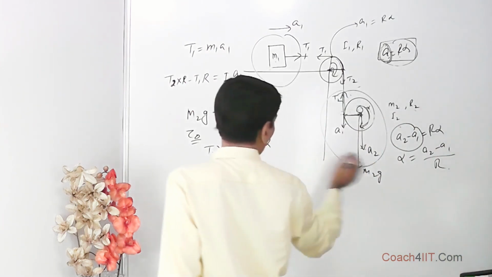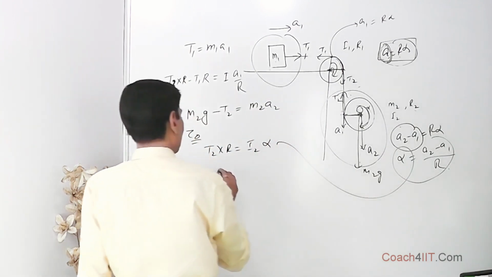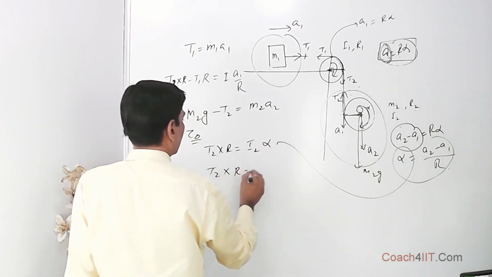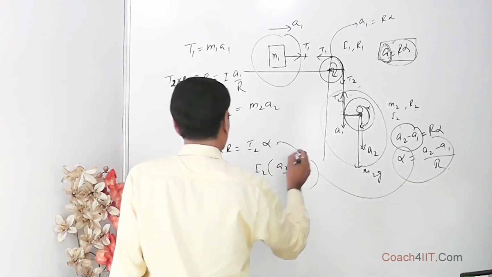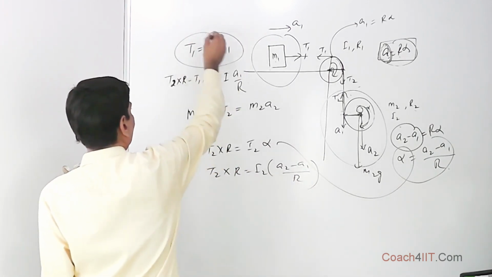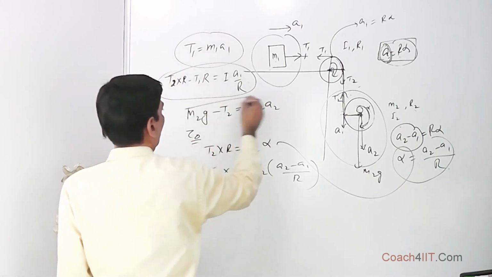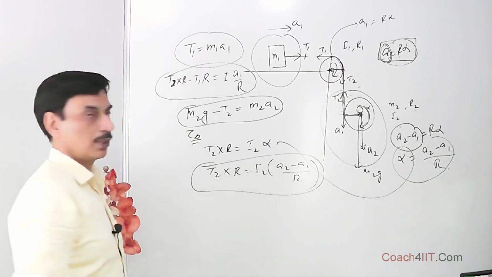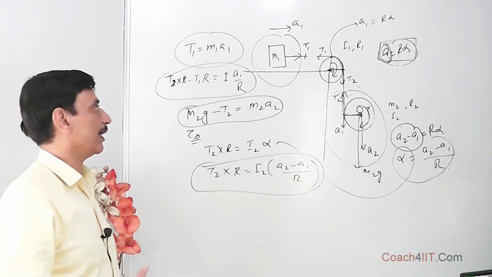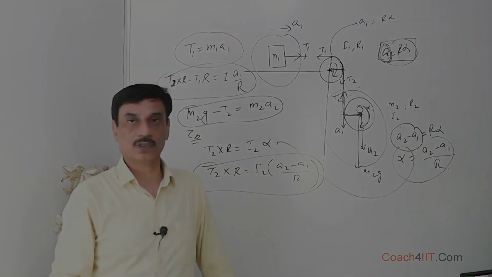So over here we put this: T2 into R equals I2 into (A2 minus A1) by R. So we have equation 1, equation 2, equation 3, and equation 4. We can use these four equations to find whatever has been asked for in the question.